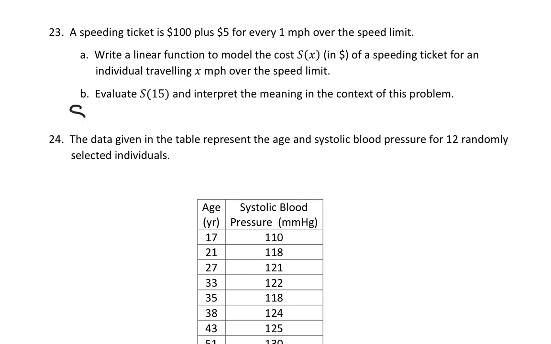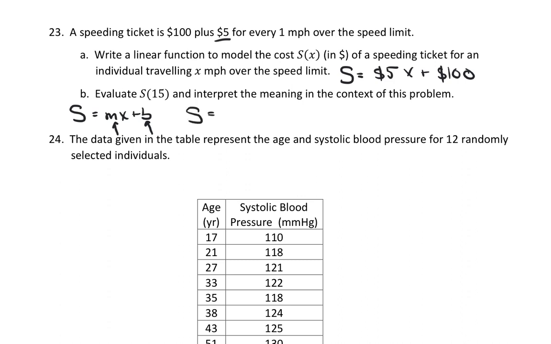So we have s is equal to mx plus b, right? And so the m is going to be the slope, the amount of money it goes over for every mile per hour, which is going to be 5, and b is going to be our starting value. So if we're going 0 miles over the speed limit, we're going to pay $100. So that means that part A is going to be S is equal to $5 times X plus $100.